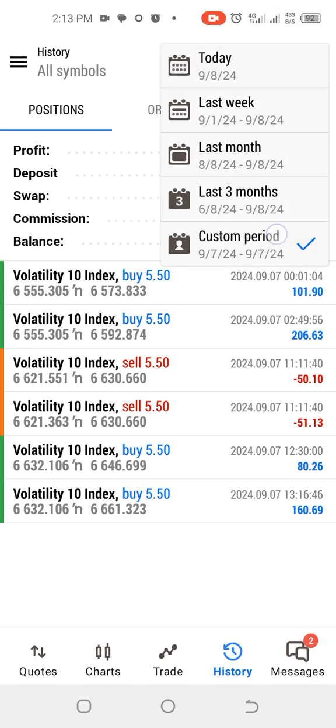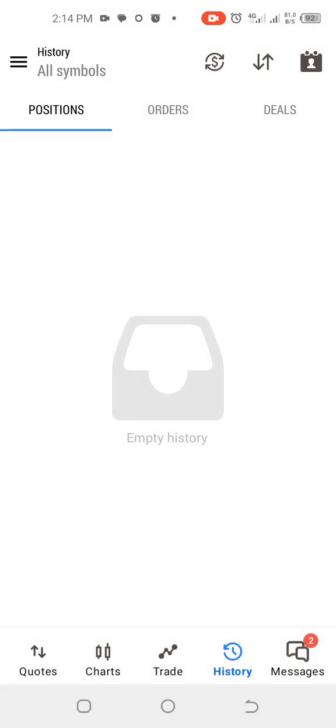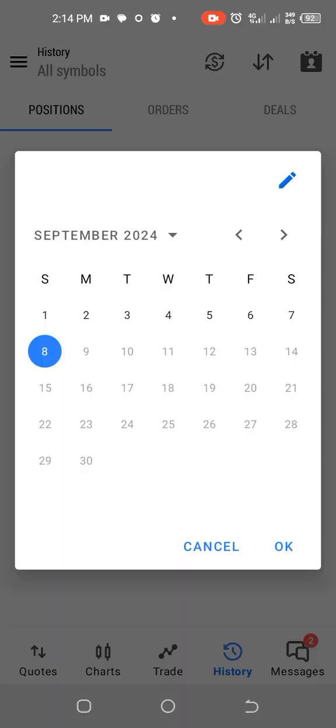Today I haven't even taken a trade at all. You can see the 8th of September, no trade at all yet today. Right, so now you can see what consistency means.